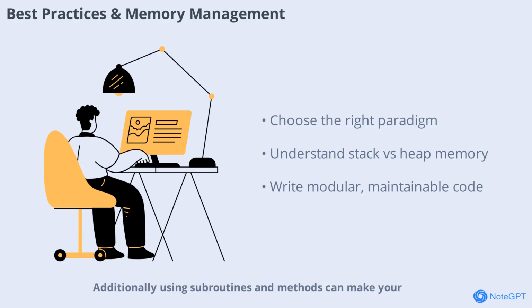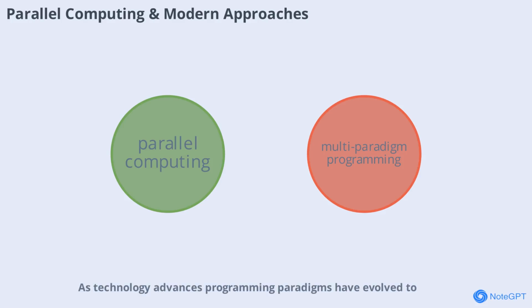Additionally, using subroutines and methods can make your code more modular and easier to manage, but be mindful of overhead and complexity. By applying these best practices, you can write code that is not only functional but also robust and scalable. As technology advances, programming paradigms have evolved to include parallel and multi-paradigm approaches.